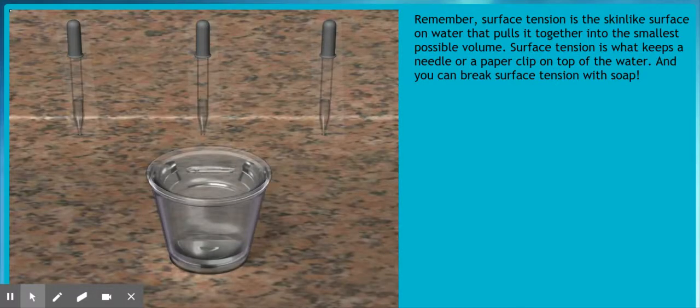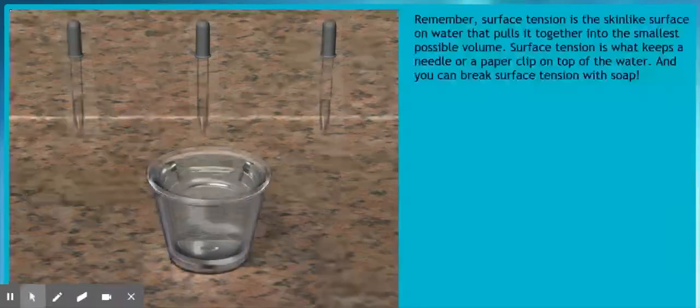Remember, surface tension is the skin-like surface on water that pulls it together into the smallest possible volume. Surface tension is what keeps a needle or a paper clip on top of the water. And you can break surface tension with soap.